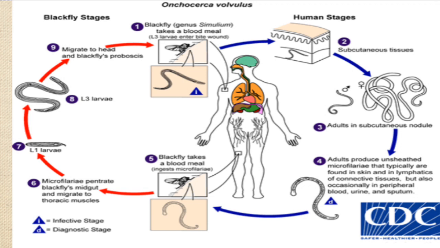So it continues. Another blackfly may come and take a blood meal. It now gets infected by the microfilariae, which penetrate into the blackfly's midgut and migrate to the thoracic muscles. These microfilariae develop into larvae 1, larvae 2, until the larvae 3 stage. These now migrate to the head and the blackfly's proboscis, where they are ready to be injected into any human being on a blackfly coming to take a blood meal.